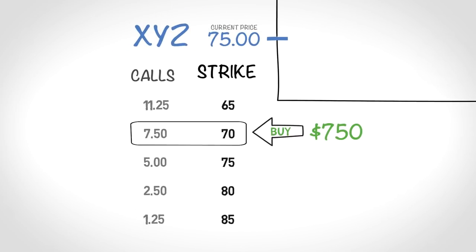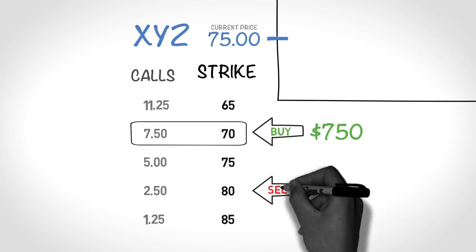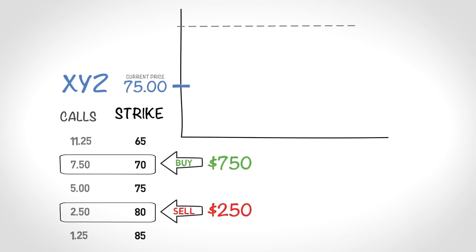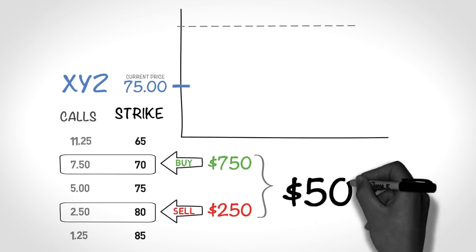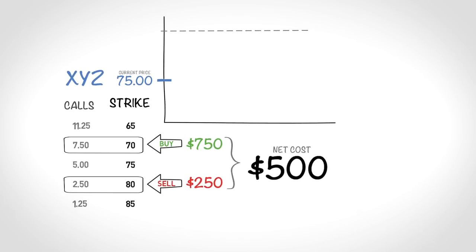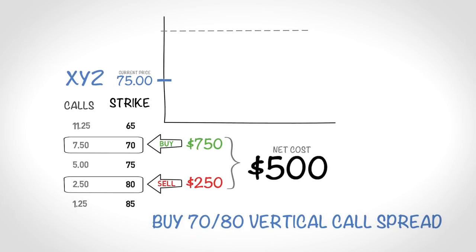Instead of just buying the 70 strike call option, we're going to do something a little bit different. We're going to buy this option, but we're also going to simultaneously sell a cheaper out of the money option to reduce our cost. So in this case, we're going to buy the 70 strike call for $750, but we're also going to sell the 80 strike call for $250. This knocks our cost down by a full $250, and our net price is now just $500. This is called buying a vertical spread.